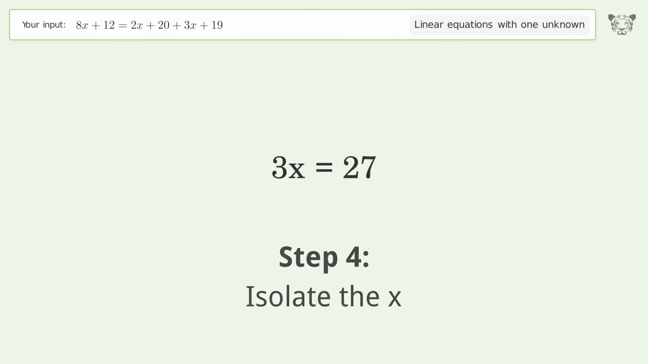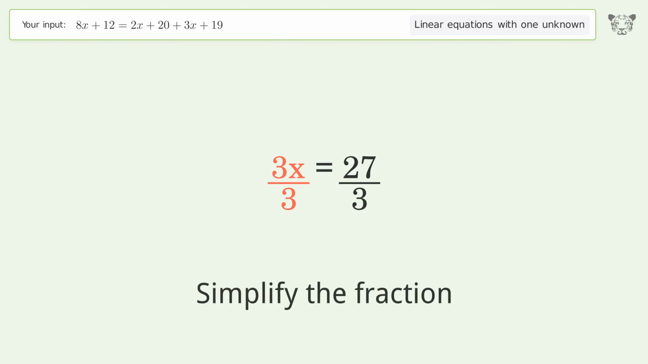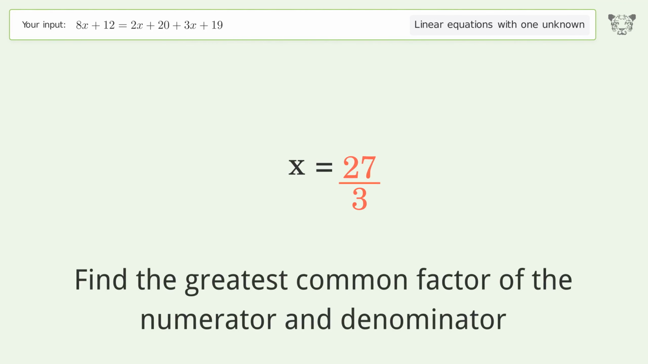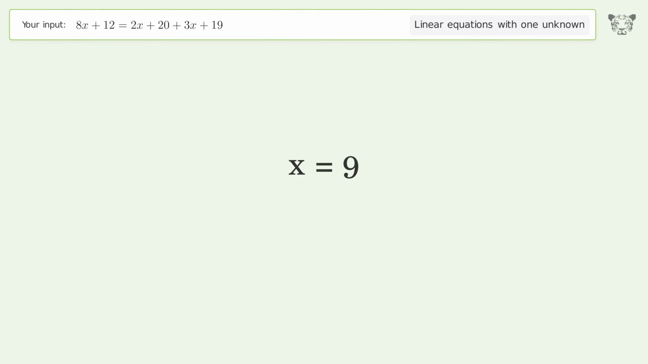Isolate the x. Divide both sides by 3. Simplify the fraction. Find the greatest common factor of the numerator and denominator. Factor out and cancel the greatest common factor. And so the final result is x equals 9.